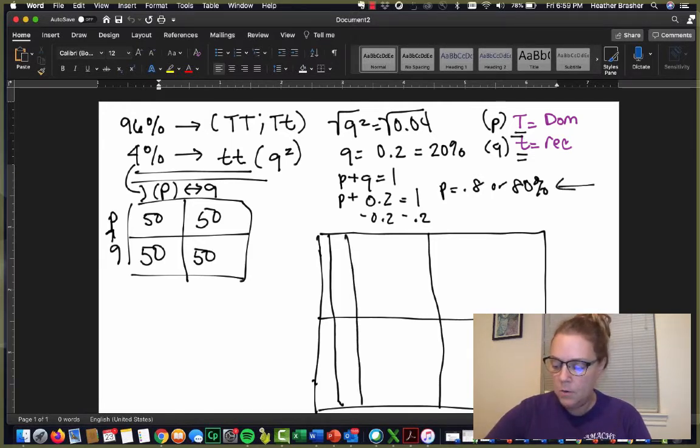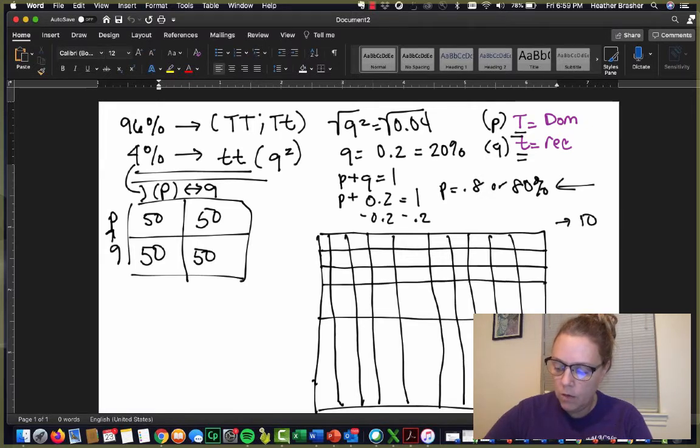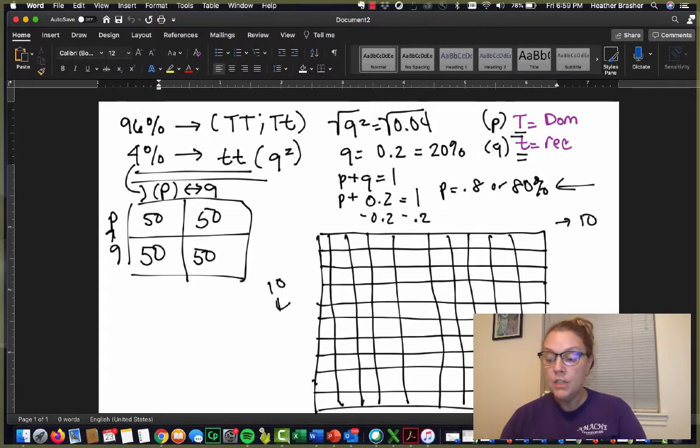So we have 1, 2, 3, 4, and 5, and then we have 1, 2, 3, 4, and 5. So across the top, we have 10. We can do the same thing on the side. We have 1, 2, 3, 4, and 5, 1, 2, 3, 4, and 5. So now we have 10 down the side. So we have 100.